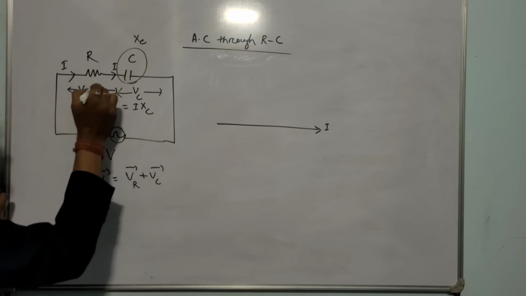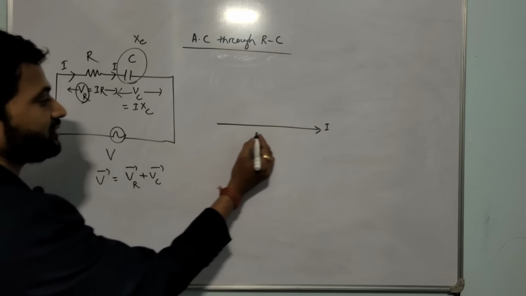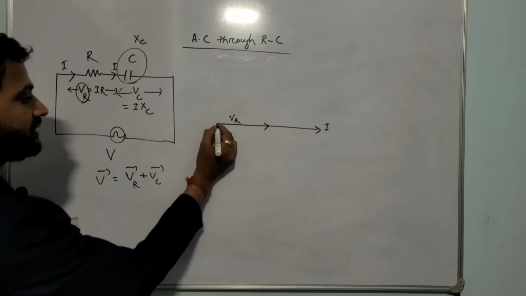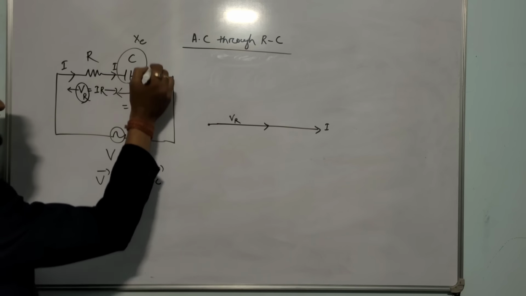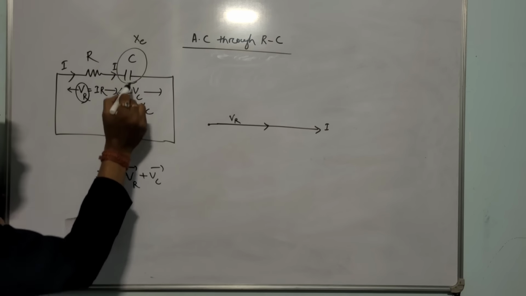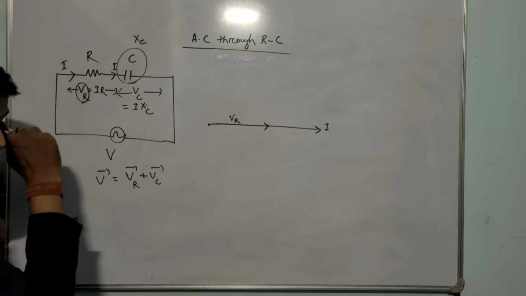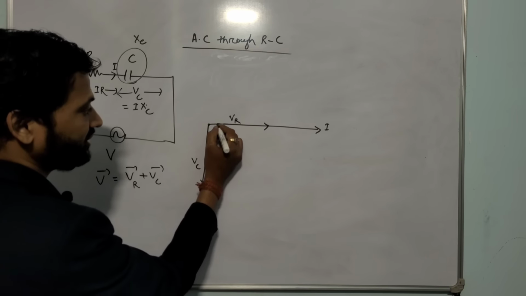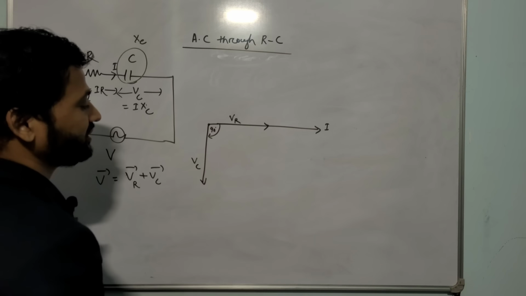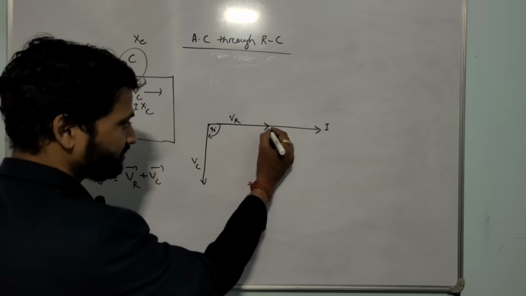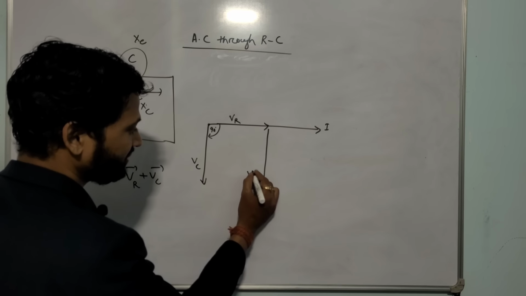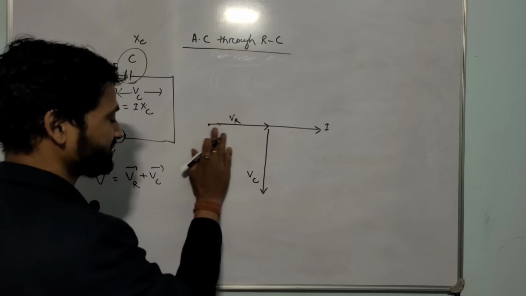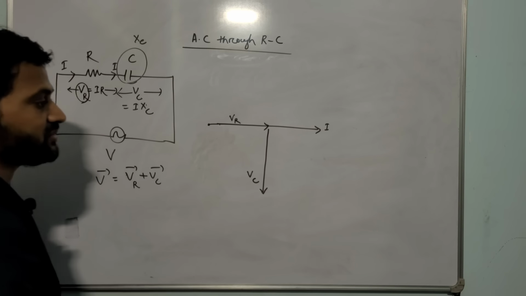AC current is given to a resistor. What is the voltage? VR. The angle between voltage and current is 0 degrees. Now the same AC current is flowing through the capacitor, and the angle between this voltage and current is 90 degrees. But leading or lagging? Leading circuit. Here it will be VC. Current leads by 90 degrees. But what did I say? You can go for parallel shifting. You can shift that vector from this position to this position, keeping the magnitude and direction constant. Then you can eliminate this one.